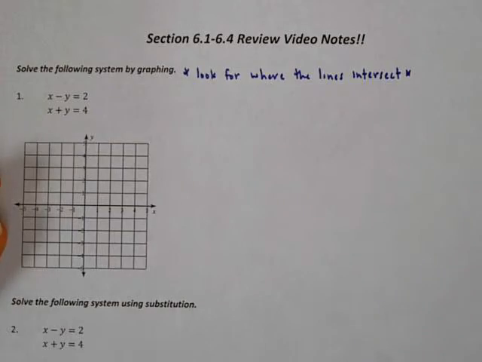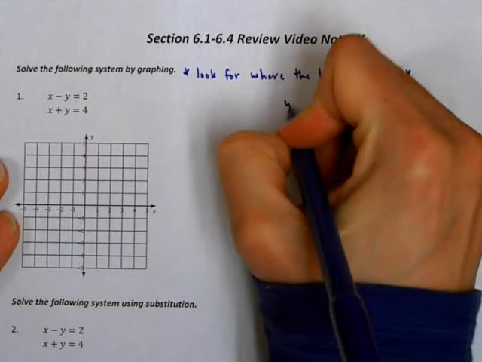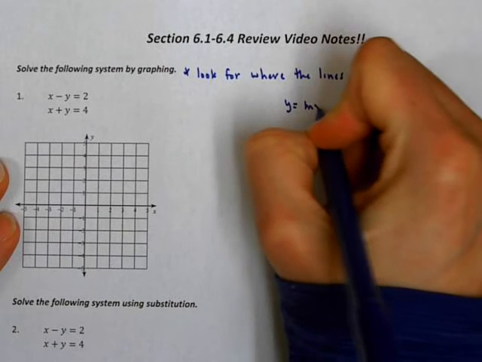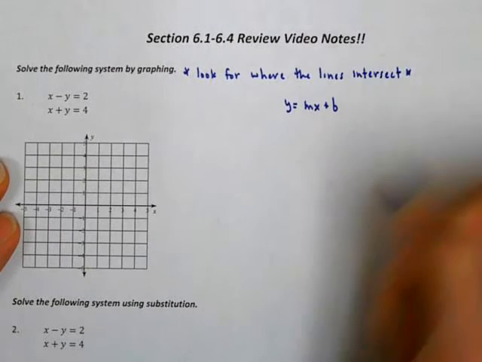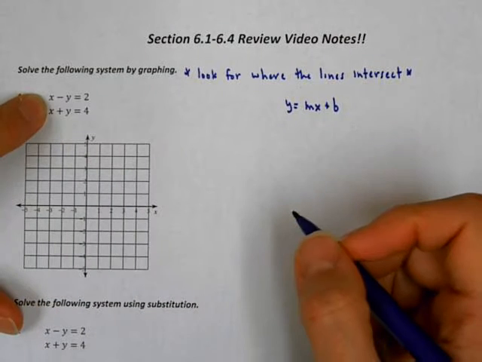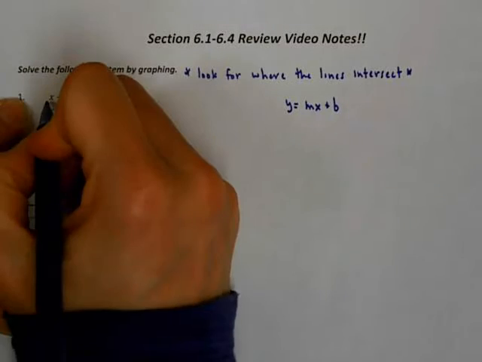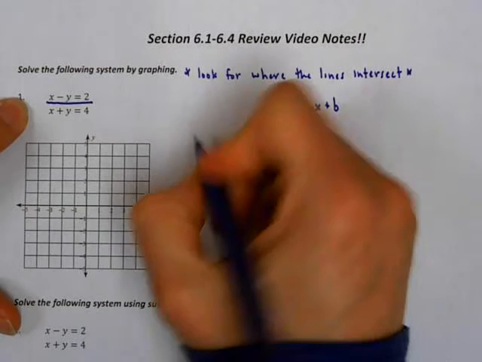Now, when I want to graph, I know I want to use slope-intercept form, which is y = mx + b. So I'm looking for the y to be on its own. And I notice in both of these equations, I'm going to have to do just a little bit of work to make that happen. So I'm going to underline this first one in blue, and let's look at that first.